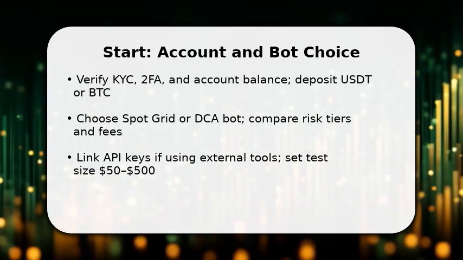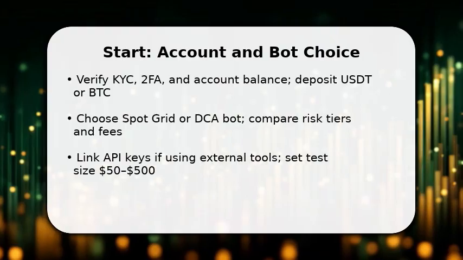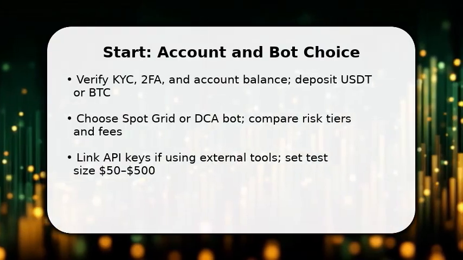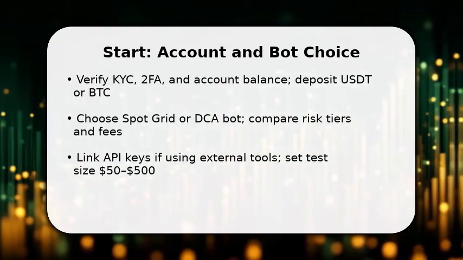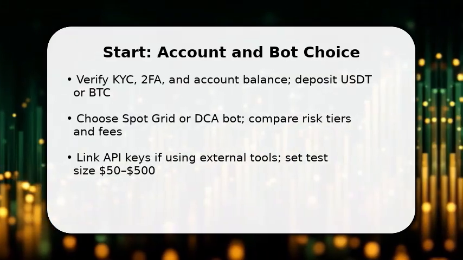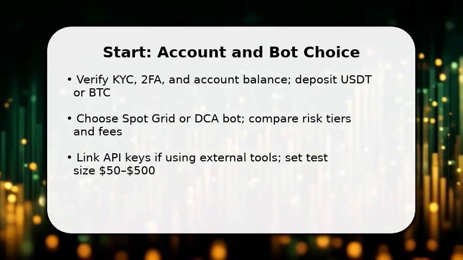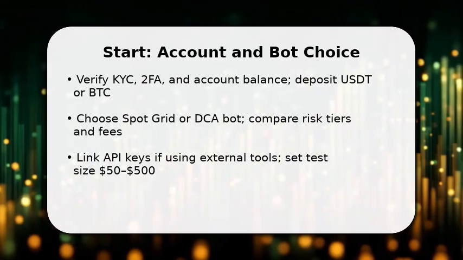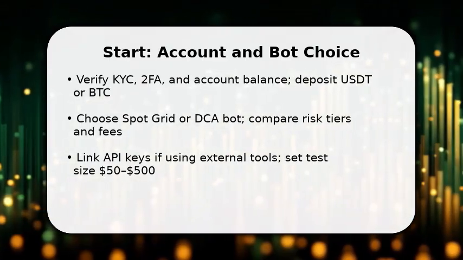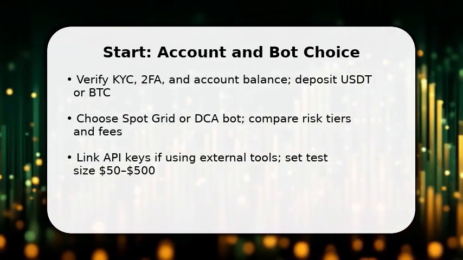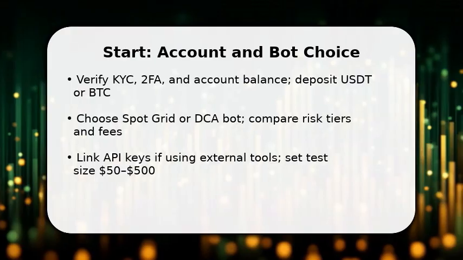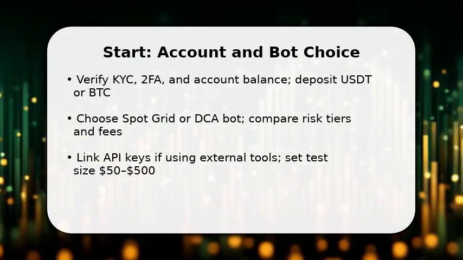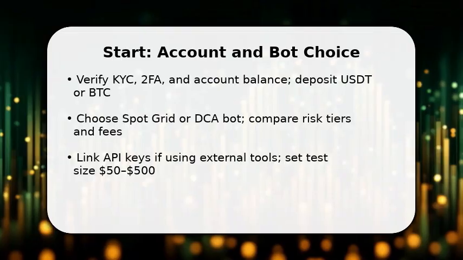You begin by confirming KYC and enabling 2FA, security matters. Next, fund your wallet with UST or BTC so the bot can trade immediately. Once done, pick a bot type, spot grid for range markets or DCA for trending moves because each manages orders differently. Make a small test allocation, for example $50 to $500, to validate behavior.